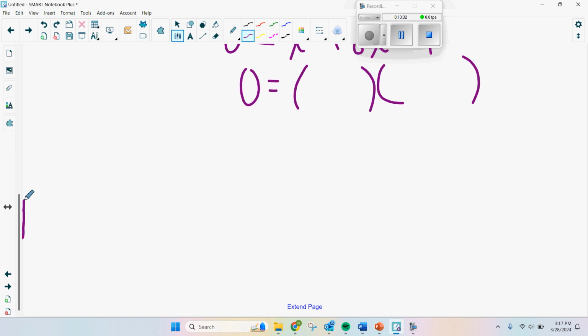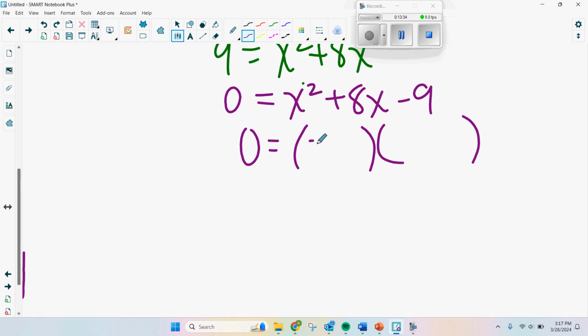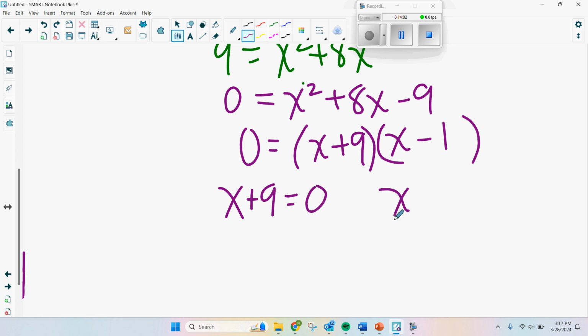Factored twice in this video. Can't forget factoring, it's important. x, x. Because there's a 1 in the front here, I just need 2 numbers that multiply to -9 but add to 8. That is going to be a positive 9 and a negative 1. So 9 times -1 gives me -9, and 9 plus -1 gives me 8. And then I just solve these really simple equations where I set them both equal to 0. x equals -9, x equals 1.